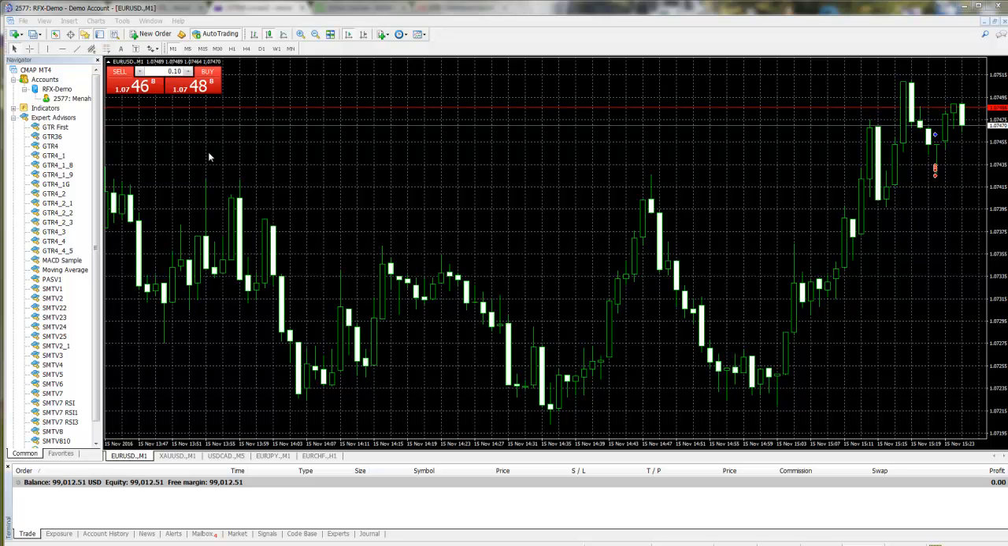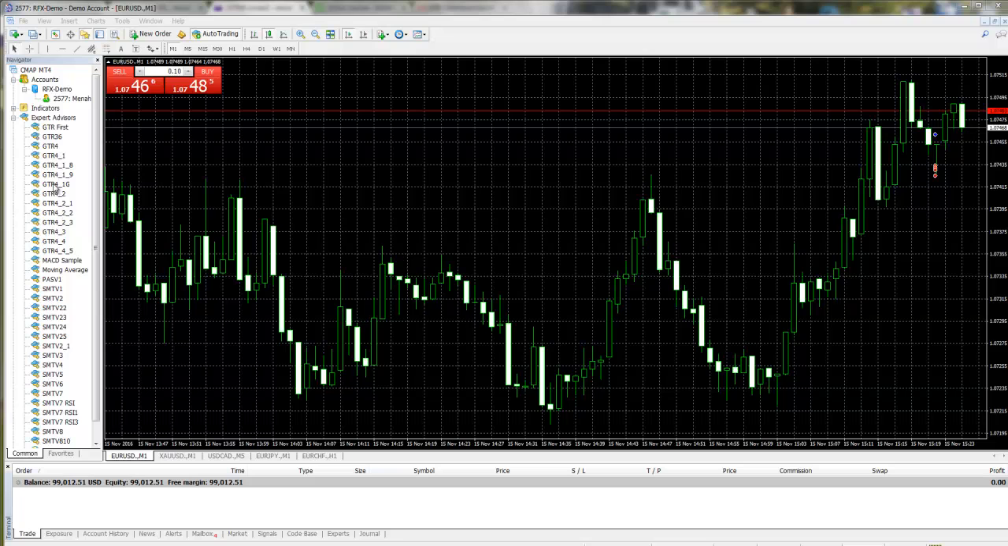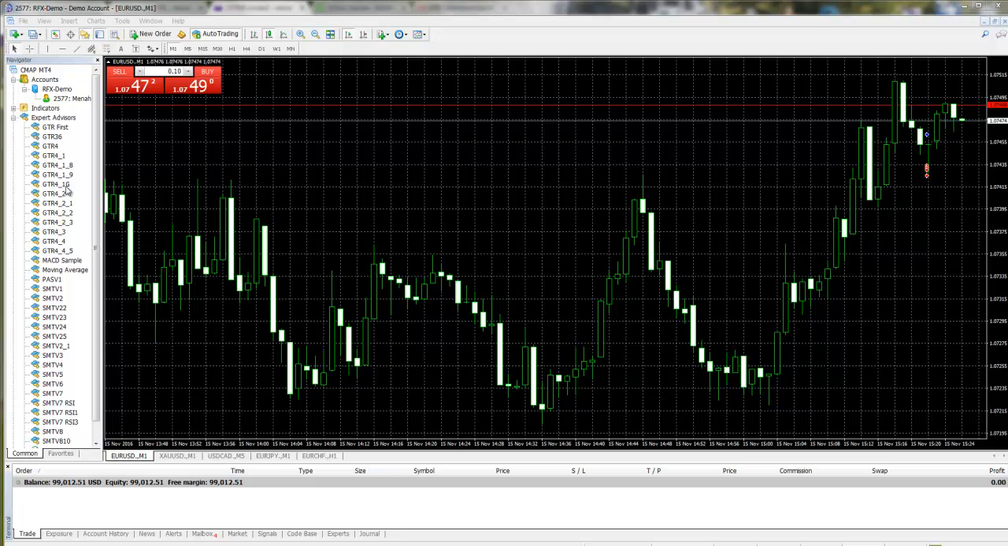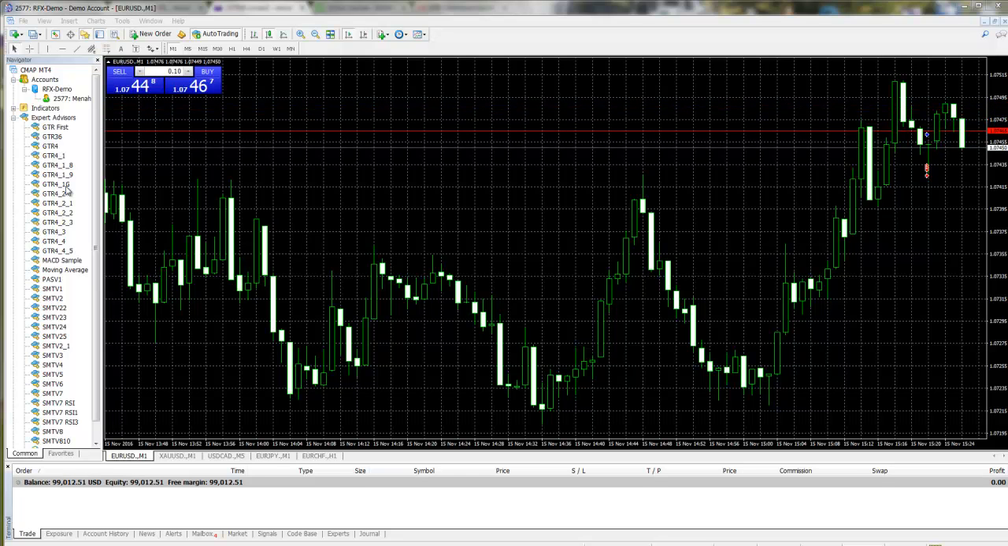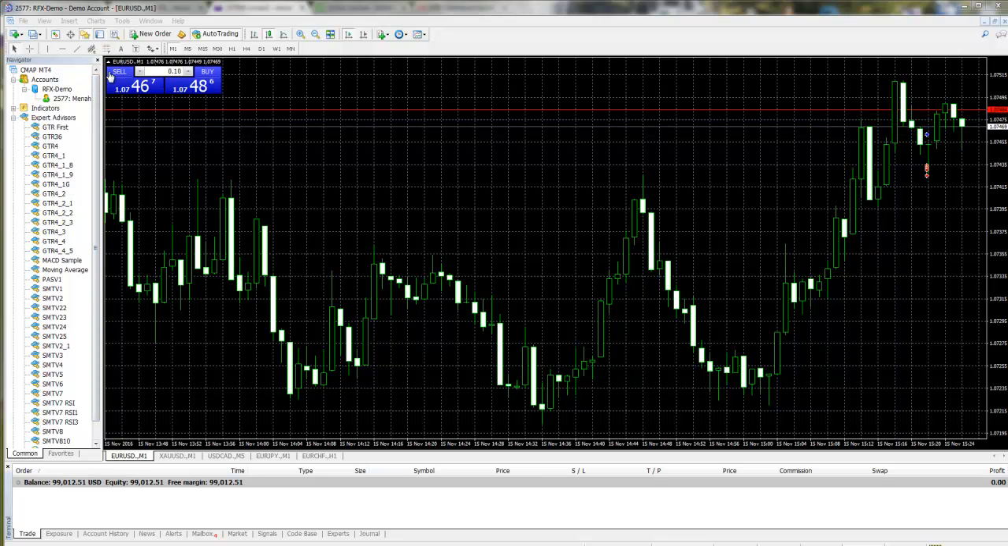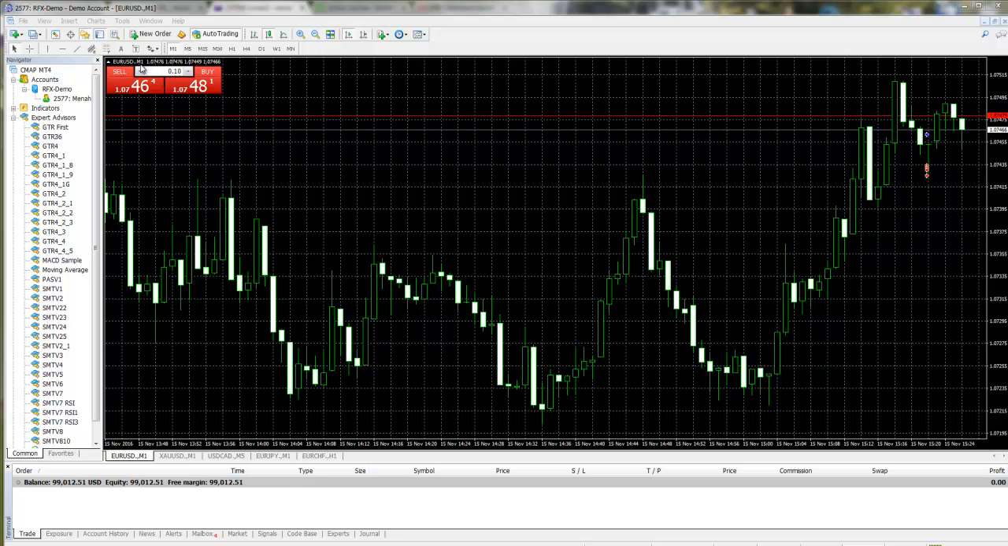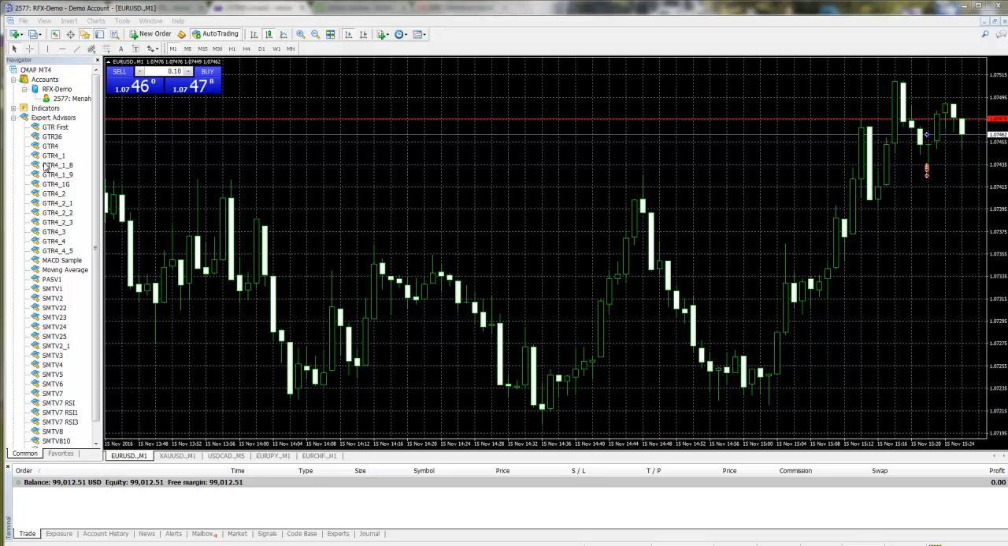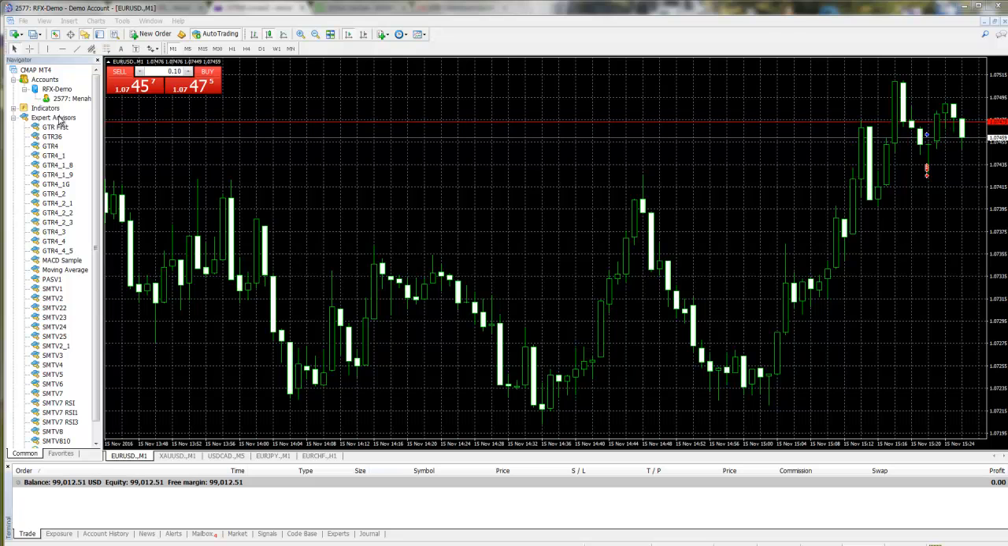So let's say that I currently want to run this specific robot, which is called GTR 4.1 version G. I would like to run this robot on this currency pair, euro versus US dollar. The procedure goes like this. First, I locate this specific robot in the whole list that I have here under Expert Advisors. This is all in the Navigator. And then I simply drag this robot onto the chart that I would like it to trade.